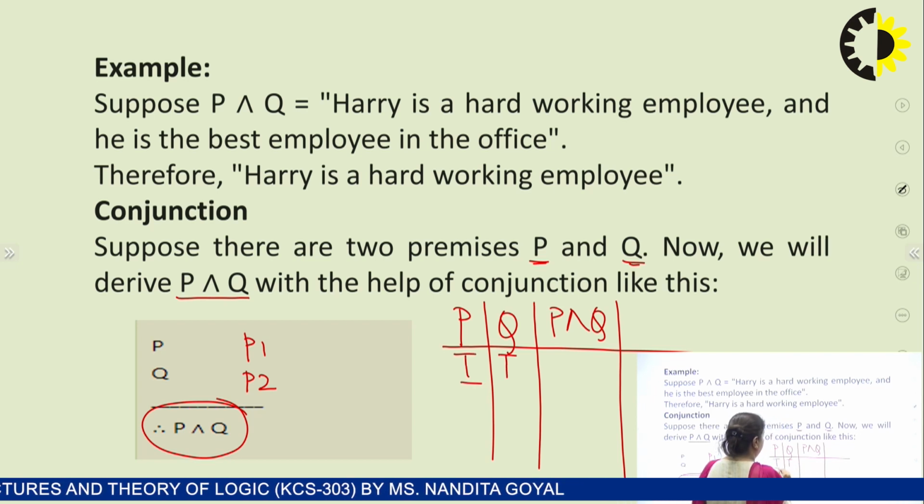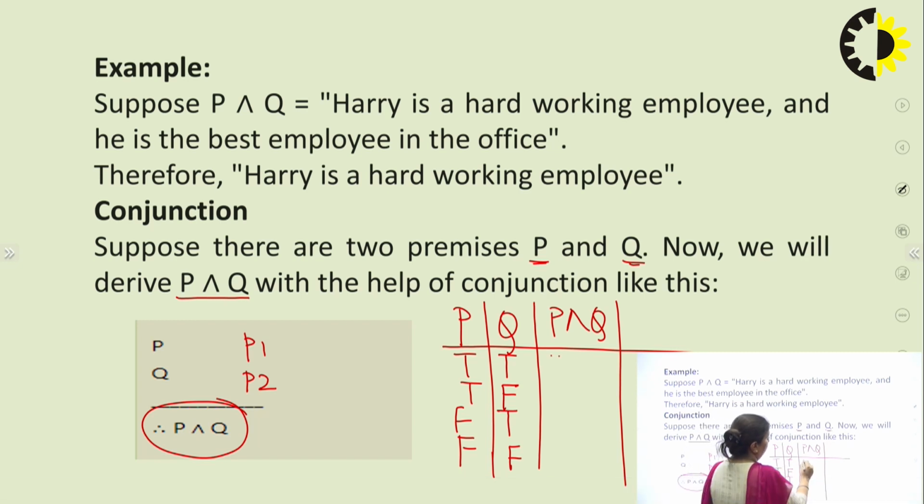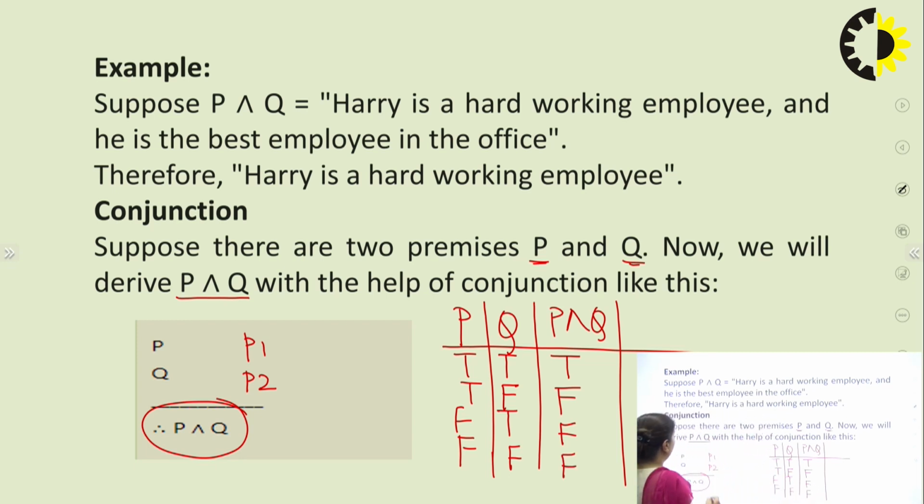Both can be true. The first can be true and the second false, the first can be false and the second true, and both can be false. So if I have this P and Q, this is going to be true, otherwise all are going to be false. So my premises were P and Q.